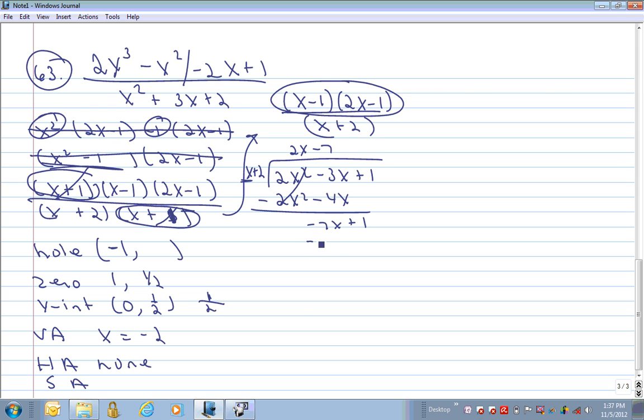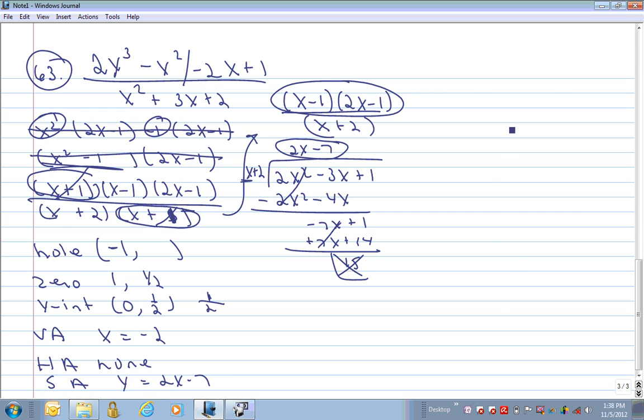So I have a negative 7x, and I have a negative 14, and I would subtract both so they get changed. This would cancel, and I have 15, which is my remainder. And I don't really care about the remainder. I really only care about my slant asymptote, which would be 2x minus 7. So y equals 2x minus 7 would be our slant.